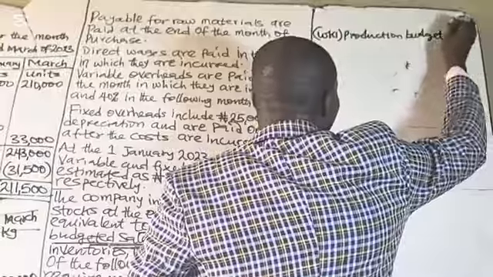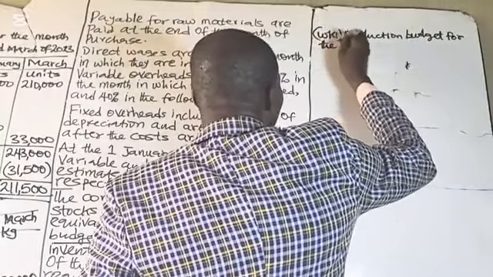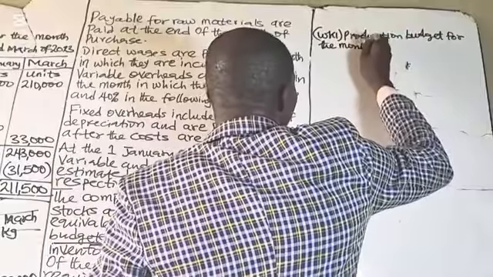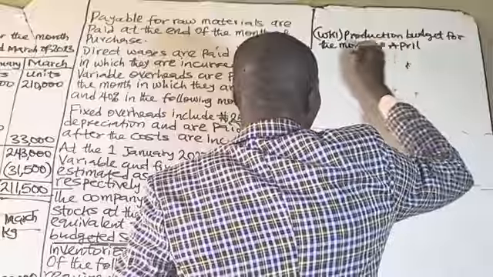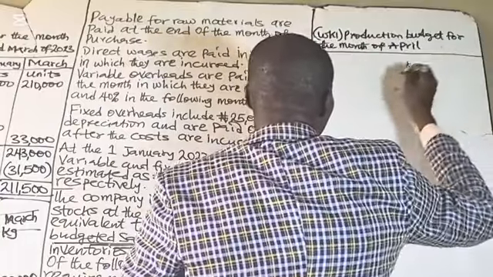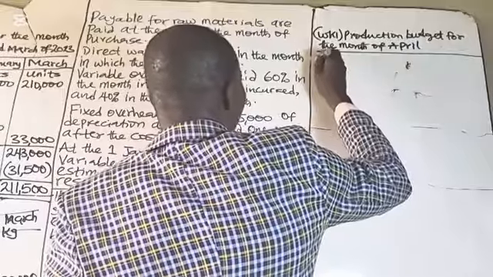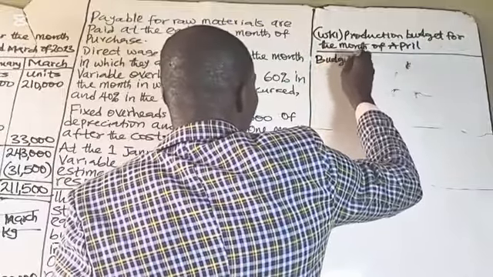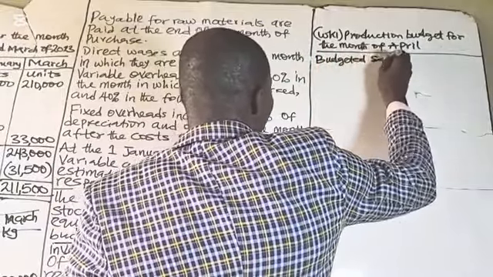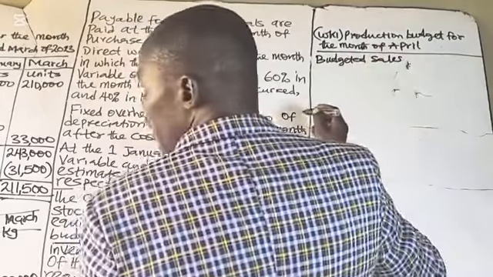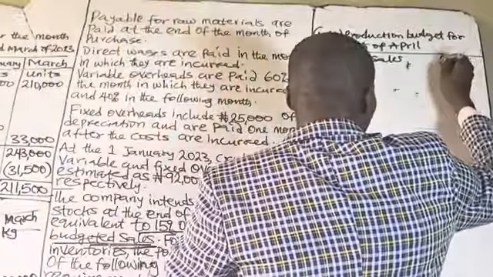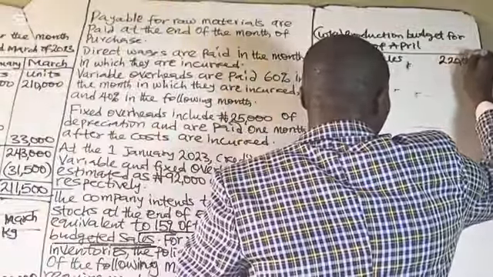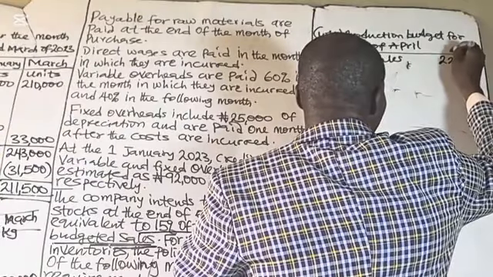For the month of April. So production budget, you start with the budgeted sales. In the month of April, the budgeted sales is 220,000 units.